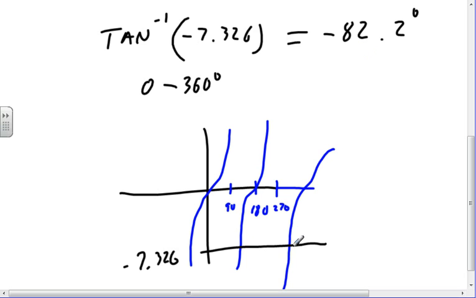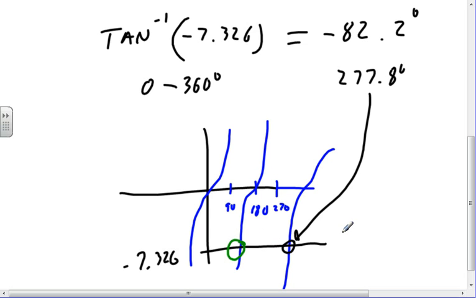That's really this answer over here. 3, 2, 2 what? 360 minus 82.2. So this guy here is 277.8 degrees. All right, so that's this guy. Now I got to find that guy. I got to find one more answer.